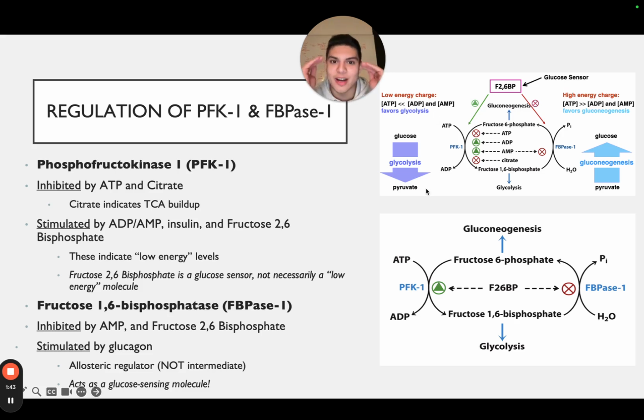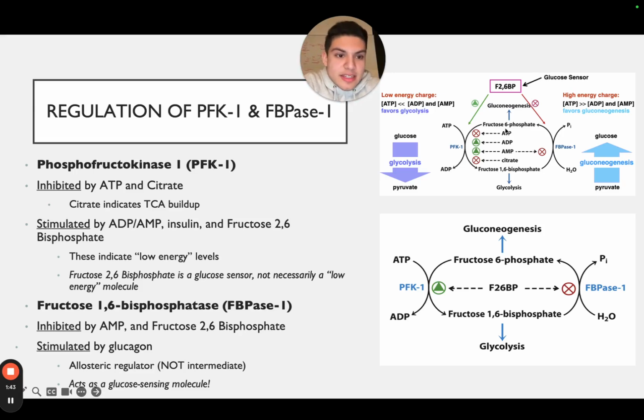But that's what I want to get across, is that you should keep these regulators separate, because F26BP doesn't necessarily have anything to do with energy. It just is about glucose itself. Whereas ATP, ADP, AMP, citrate, those are all metabolites of glycolysis, the Krebs cycle, etc., cellular respiration.